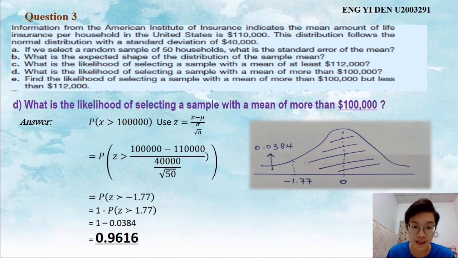So we can get 1 minus P(Z > 1.77), and if we refer to the appendix table, we can get 1 minus 0.0384, and the final answer for question 3D is 0.9616. So I will pass my time to my mate.